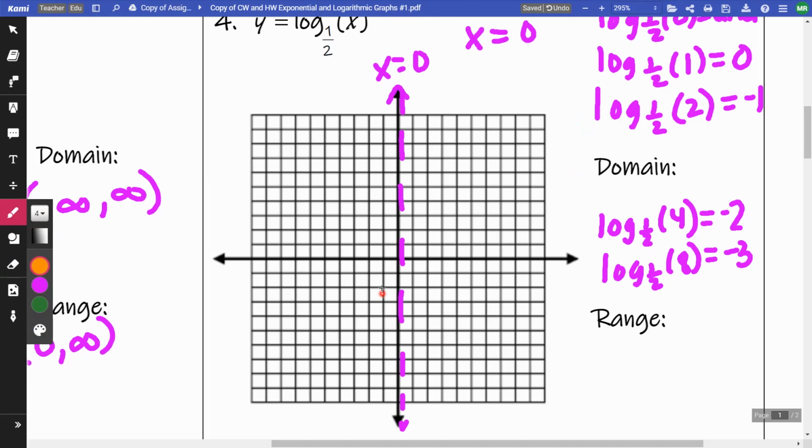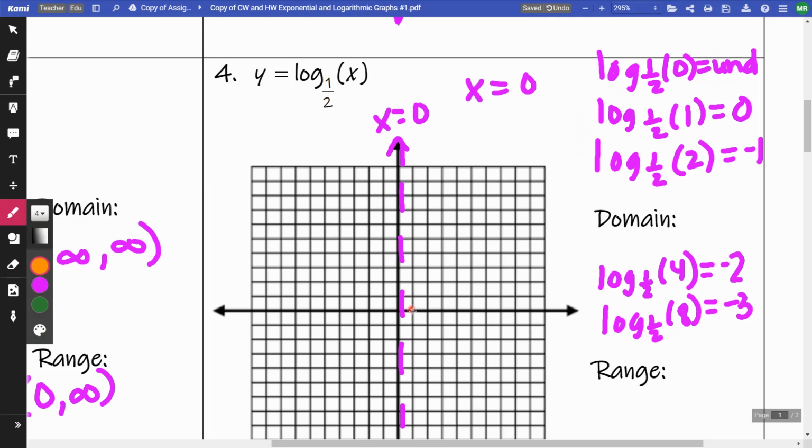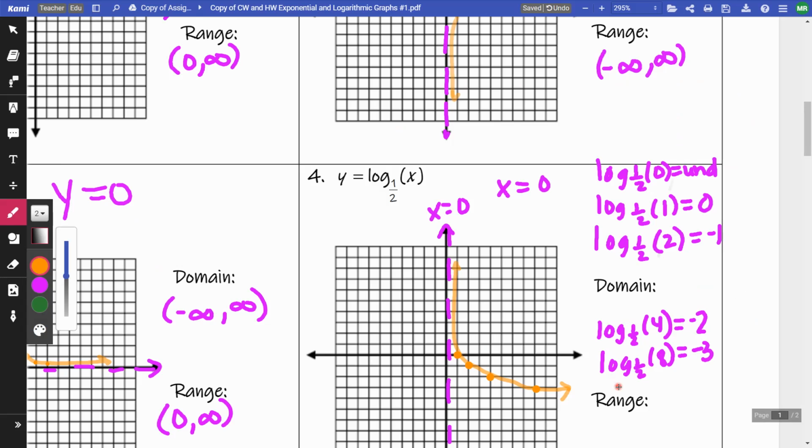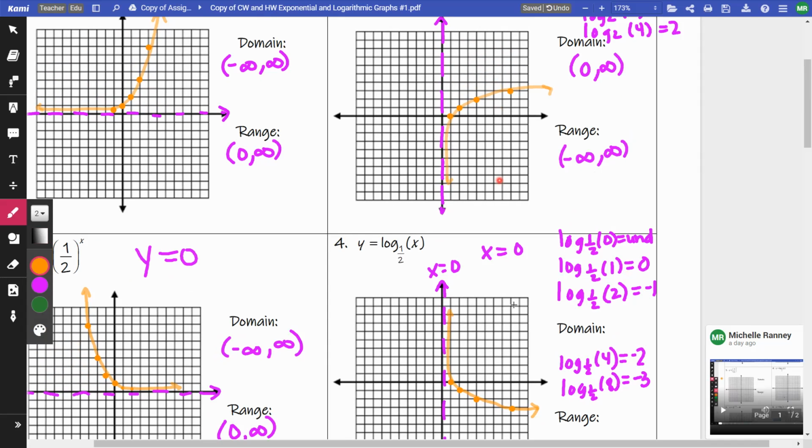So again, as I come out 1, log base 1/2 of 1 is 0. As I come out 2, log base 1/2 of 2, -1. 3, 4, log base 1/2 of 4, -2. 5, 6, 7, 8. So log base 1/2 of 8 is a -3 and so forth. And this is going to be my graph. Now, you'll notice that this log base 1/2 of x and this log base 2 of x are actually reflections over the x-axis, okay?